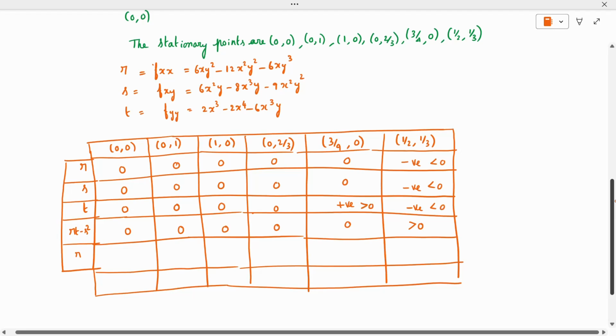Now what we have to do? Which is maximum, which is minimum we need to calculate. Okay, RT minus S squared, in every case it's 0. Every case is 0 means it is inconclusive. All these four cases, it's inconclusive. Conclusion will be further in doubt.